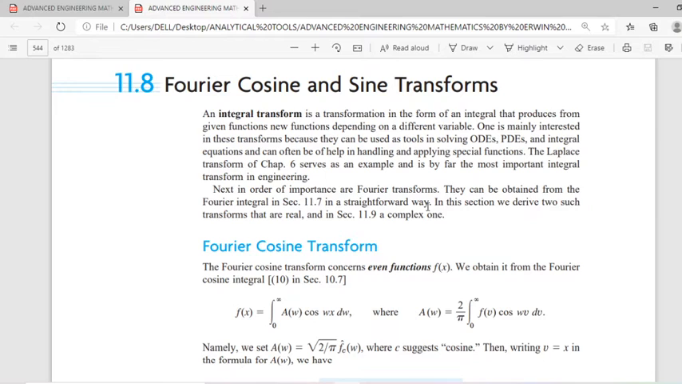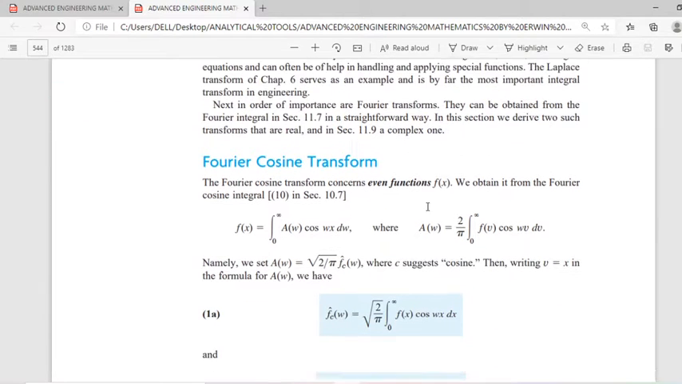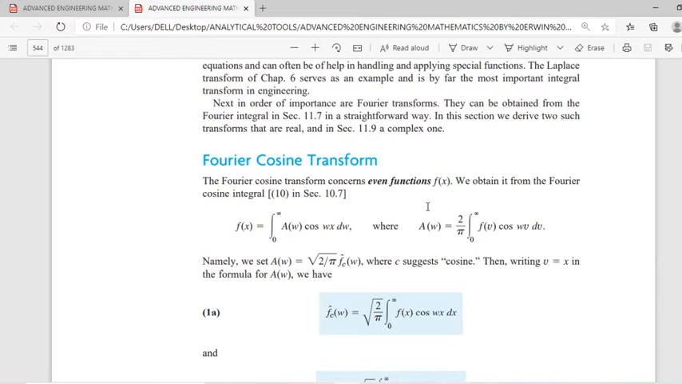Dear students, today we are discussing Fourier cosine and sine transforms. I think you have studied the Fourier integral and Fourier cosine series, sine series in the previous classes. So here we are discussing Fourier cosine and sine transforms. So what is the definition of Fourier cosine transform?